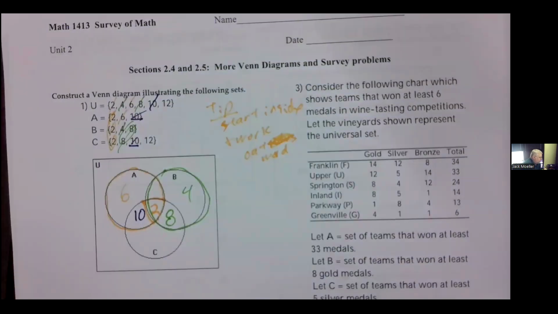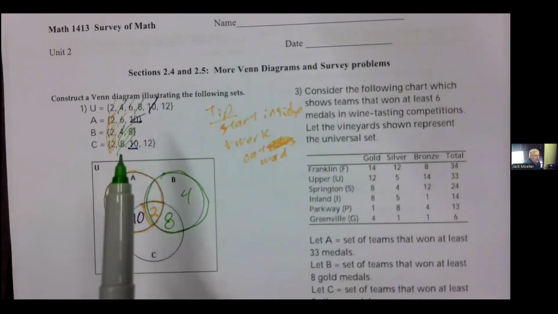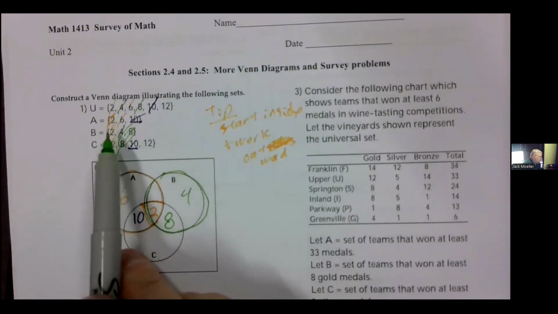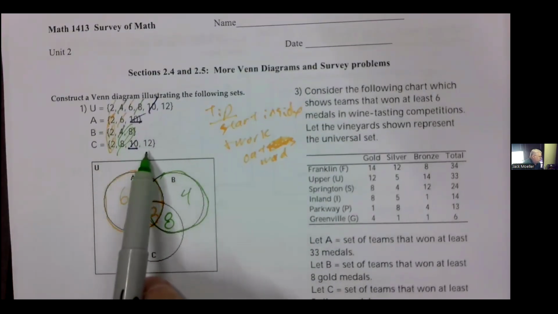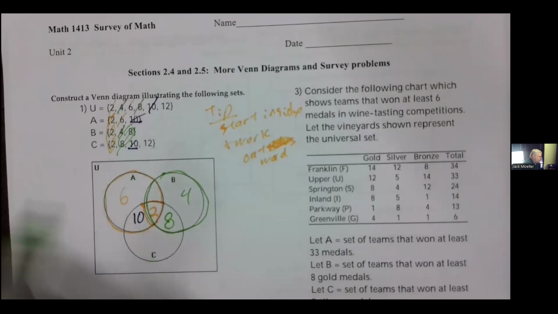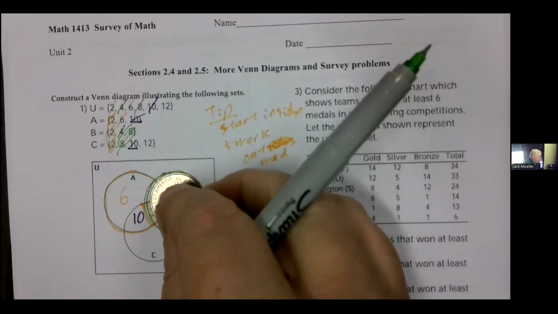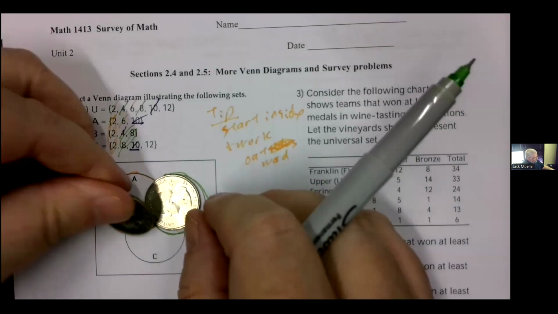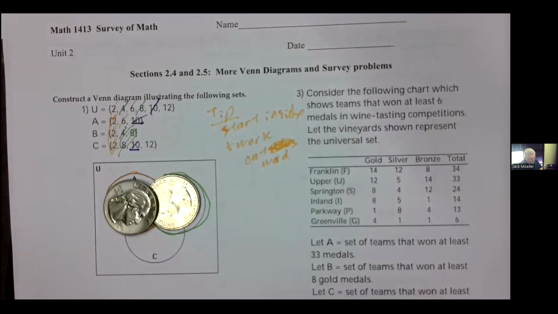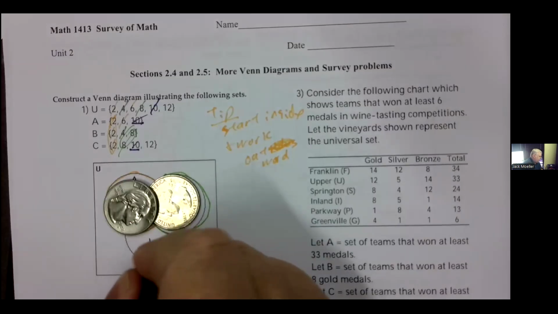All right, so are we done? Well, that's why I'm crossing them out as we go. So A and B is done. Now for C, we haven't placed 12. 12 is only in C. So it can't be in B, can't be in A. That means 12 has to go here.